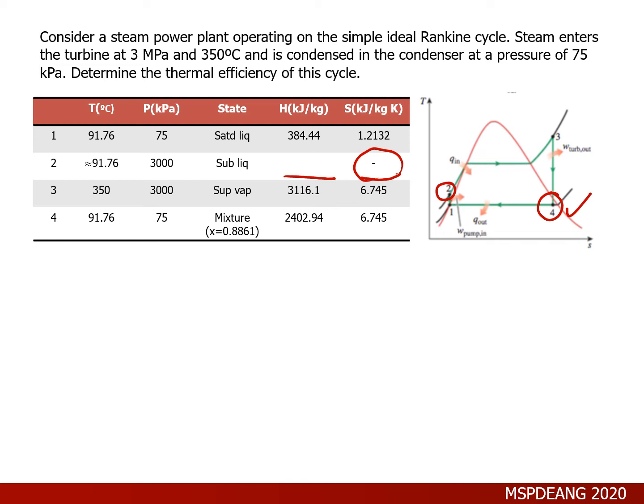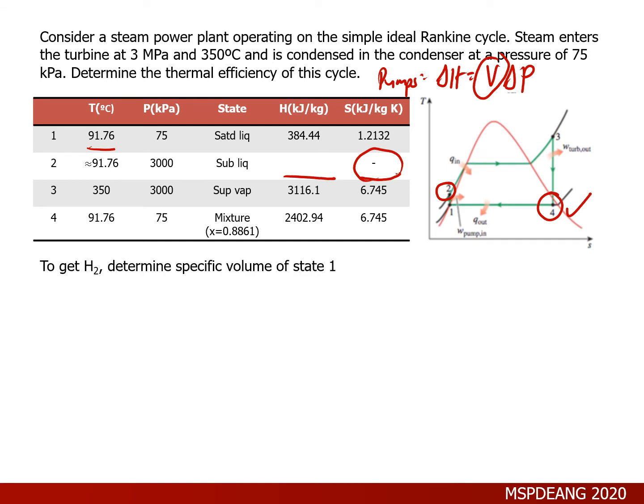So our energy balance for pumps: delta H is simply a function of the pressure change, so V delta P. Now, what is this volume? This should be the volume at the temperature of 91.76 degrees Celsius. Since the temperatures are approximately equal, the specific volume is constant. So with this, to get H2, we need to first determine the specific volume of state 1.